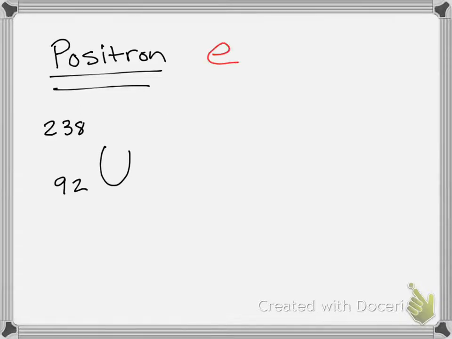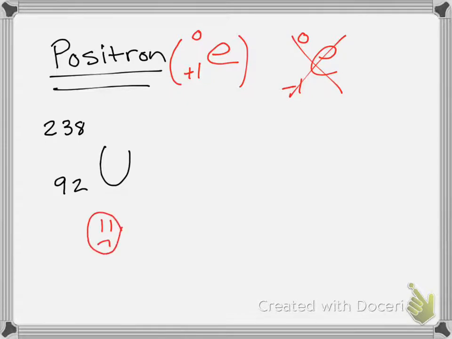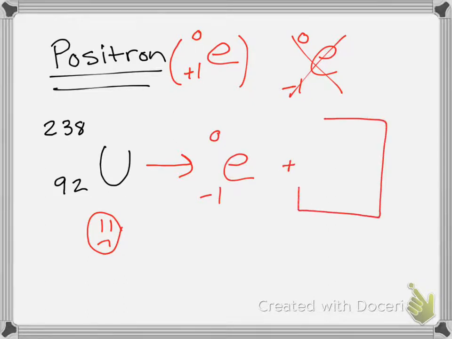All right, the next one that we're going to discuss is positron emission. Positron looks like this: e 0 plus 1. Positron is a positive electron. Don't confuse it with beta. Beta is e 0 minus 1. This is e 0 plus 1. So if this uranium atom, which is really unstable, is going to emit radiation, it's going to emit a positron. You need to figure out what the stable atom is.